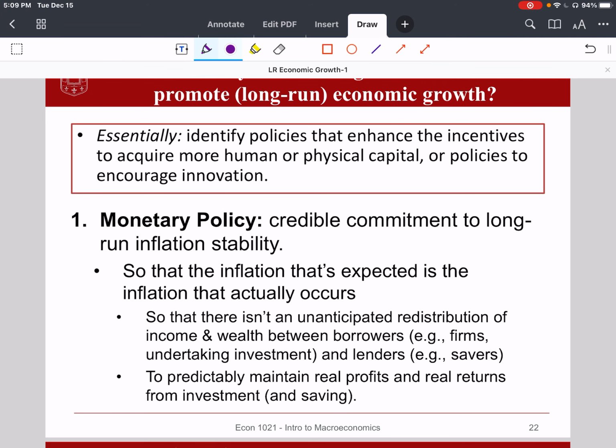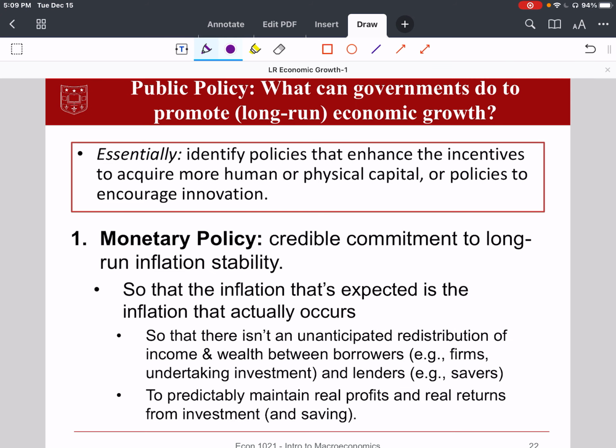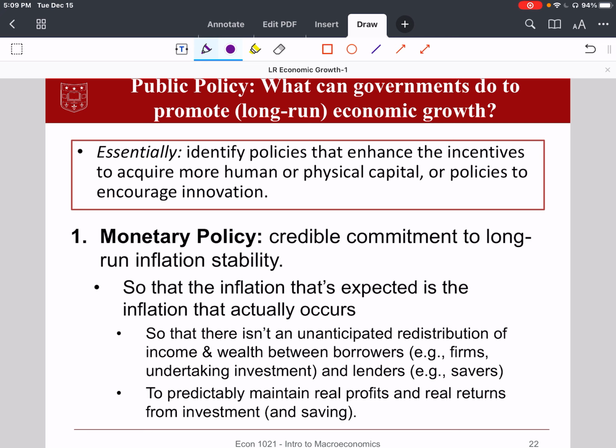So, monetary policy. The most obvious way in which monetary policy can be crafted with an eye towards long run economic growth is to have a credible commitment to long run inflation stability. Why is that? Because if everybody believes that the central bank is going to promote a stable and well-articulated rate of inflation, then that's the one we come to expect. And if that's the one that's expected, then this is going to promote financial market stability. We saw way back when we were talking about inflation that when inflation is unanticipated, it can introduce involuntary redistribution of income and wealth between borrowers and lenders.